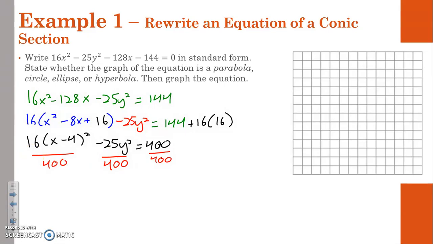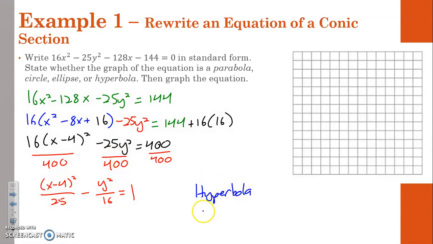And so my final equation looks like (x minus 4) quantity squared over 25 minus y squared over 16 equals 1. So what is this conic section? Well, it's equal to 1, and these two terms are subtracted. This is a hyperbola. So in order to graph it, we know that our center here is going to be at positive 4, 0.